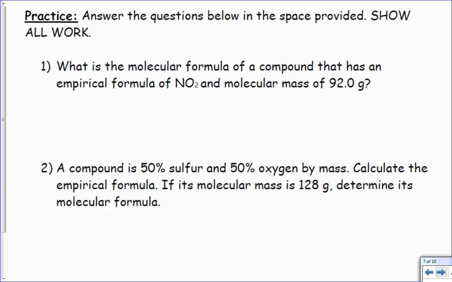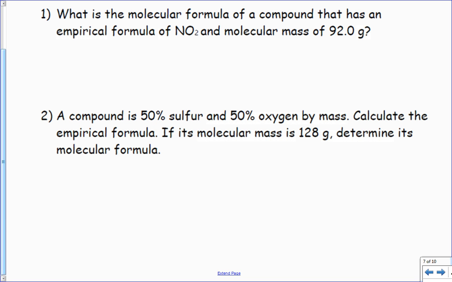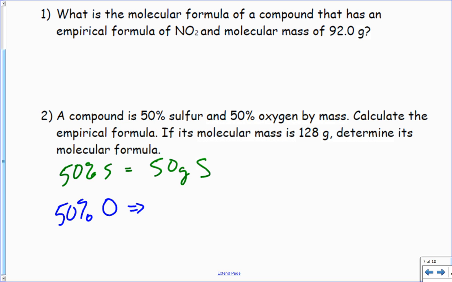So let's do one more for practice. I will do one and you'll do the rest. That's how it works. So here we are. I'm going to do two with this 50% business. So if I got 50% sulfur, if I assume 100 grams, I have 50 grams of sulfur. Let me just do oxygen real quick. I'll switch colors. 50% of oxygen goes to 50 grams of oxygen.